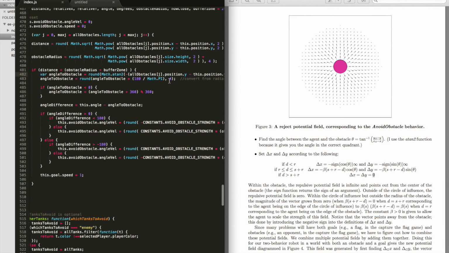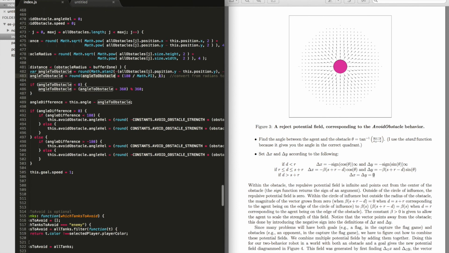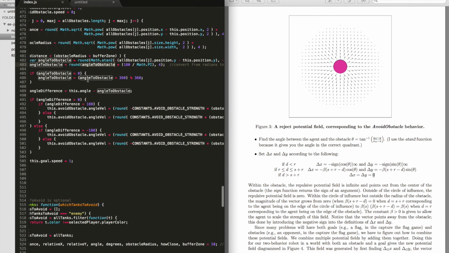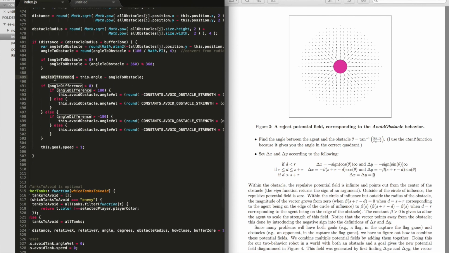So we find the angle that we need to get away from that obstacle, and we just do the same thing as I've showed you two times before. We convert it to degrees from radians. We convert it to be between 0 and 360 degrees. And instead of doing the cosine and sine, which you are welcome to do, I do a little more simpler approach. And I find the angle difference between the current tank angle and the angle I need to get away.